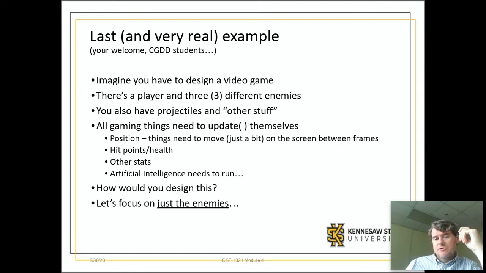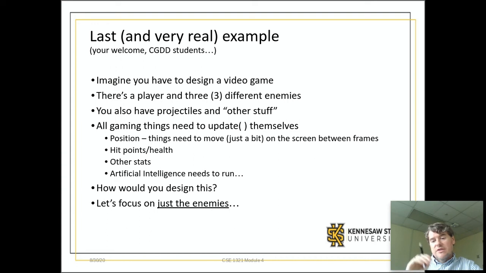So what we're going to do here is take a game design question and actually look at some UML from a game design and talk about how polymorphism might apply here. So imagine you have designed a video game. There is a player and there are 3 different types of enemies. You have projectiles and all the other stuff. So you might have your inventory of things that you can throw and your weapons and your shields and your potions and whatever else you may have. We're ignoring all of that.